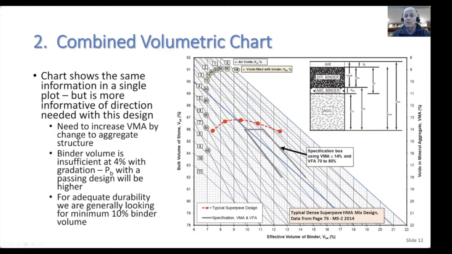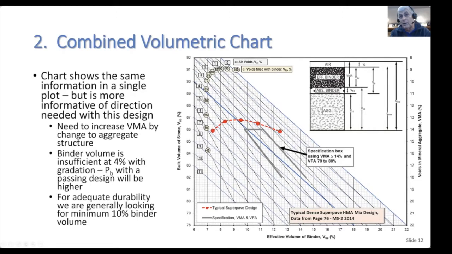Now, in terms of this design here, which is taken from that same data set on the previous slide, taken from the MS-2 2014 edition, the design is deficient in VMA. So we know we need to do something to open up the aggregate to make a curve, say, in this region here.